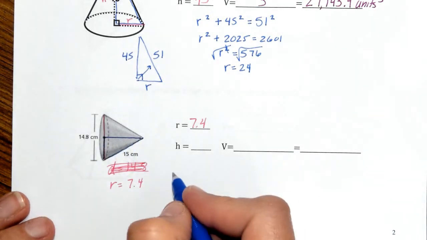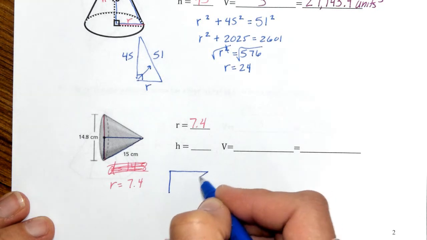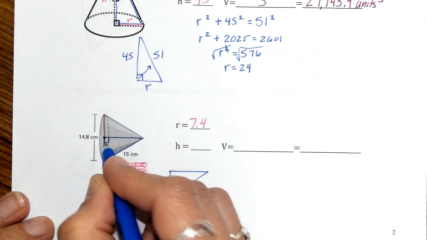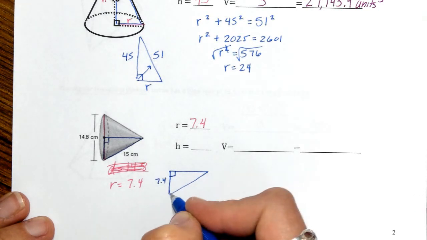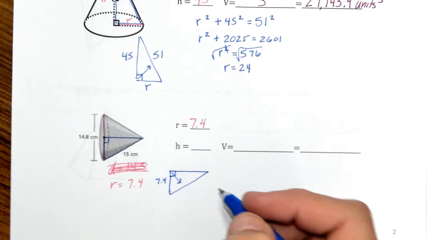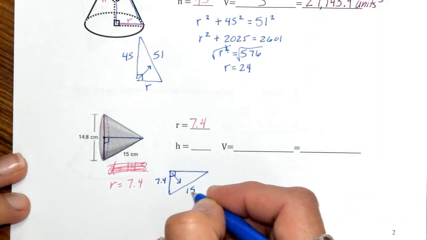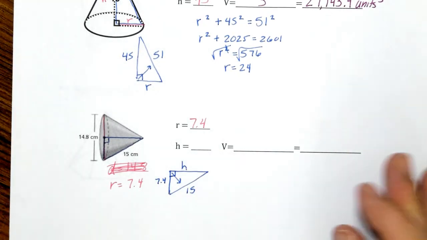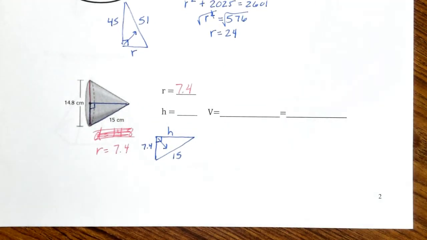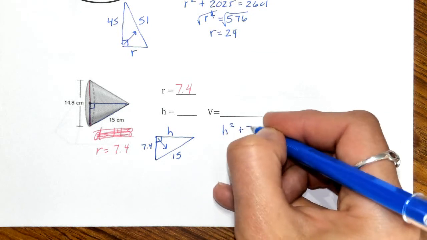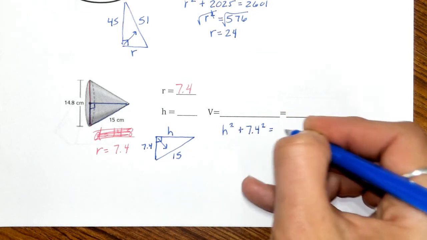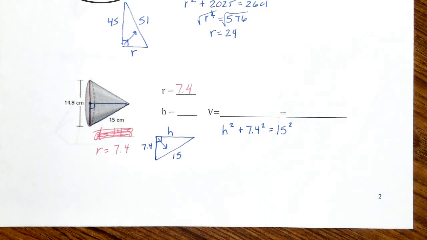So I'm going to draw that triangle exactly as it is, just so we see it the exact same way. We have our 90-degree angle right here. We know our radius right here was 7.4. We know our slant height, also going to be our c or hypotenuse, is 15. We're looking for our height. So let's go ahead and plug in with our Pythagorean Theorem, pause it, and figure it out on your own. So h squared plus 7.4 squared is equal to 15 squared. Pause it now, please. Put everything in your calculator, figure out what we have.